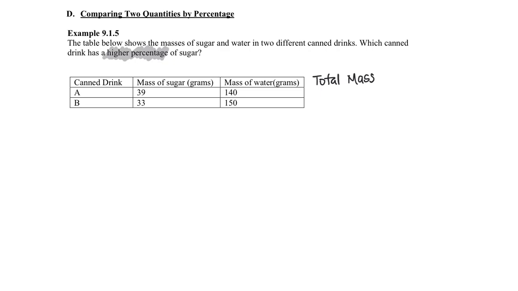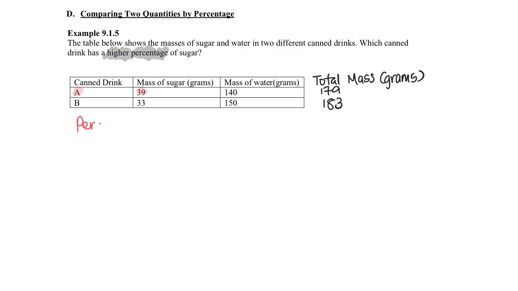So for canned drink A, 39 plus 140, 179. And for canned drink B, 183. Once I have that, I will be able to find. And so from here, we'll be able to get, first of all, for can A, sugar 39.